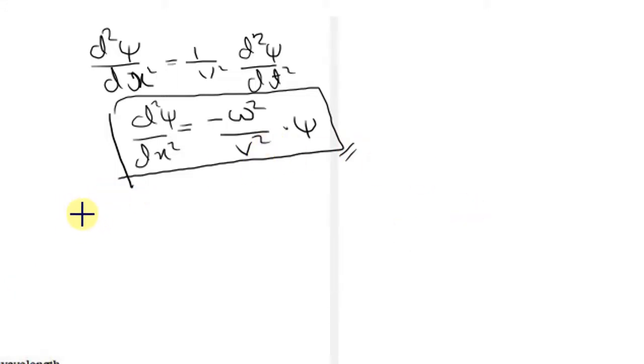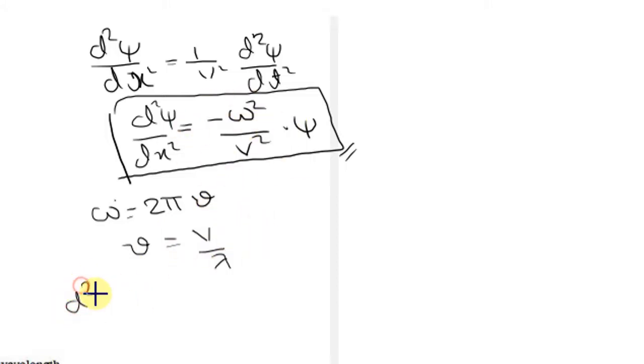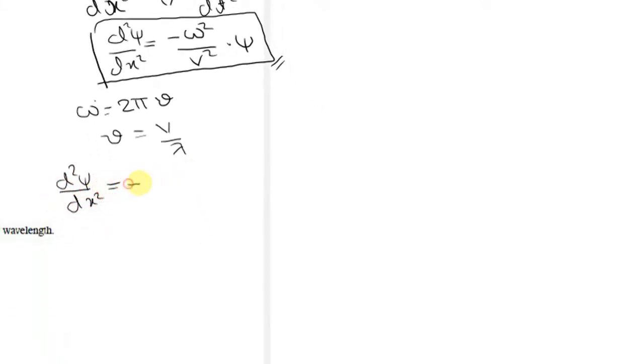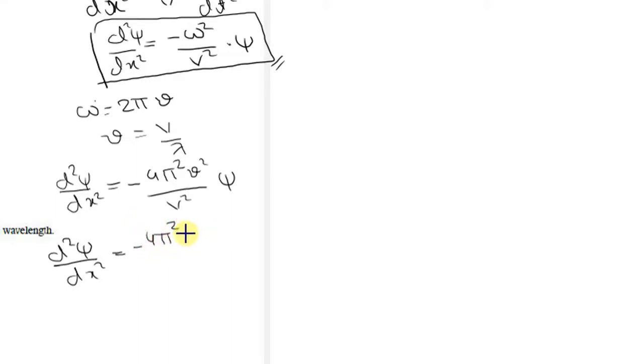Now consider omega equals 2 pi nu, where nu equals v by lambda. Substituting in the above equation, we can write d²ψ/dx² = −4π²ν²/v² × ψ. We already know what nu is: nu is equal to v by lambda. So substituting here, we get d²ψ/dx² = −4π²v²/λ² × ψ.